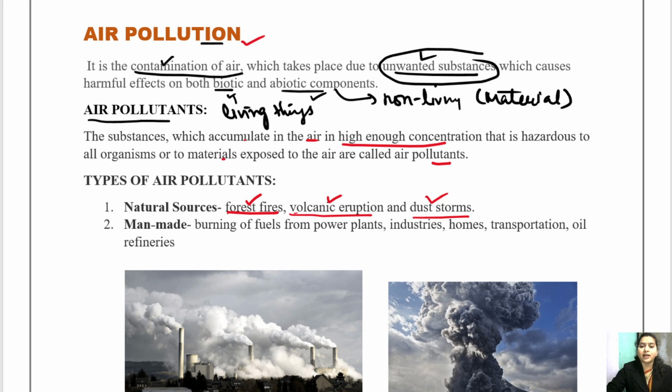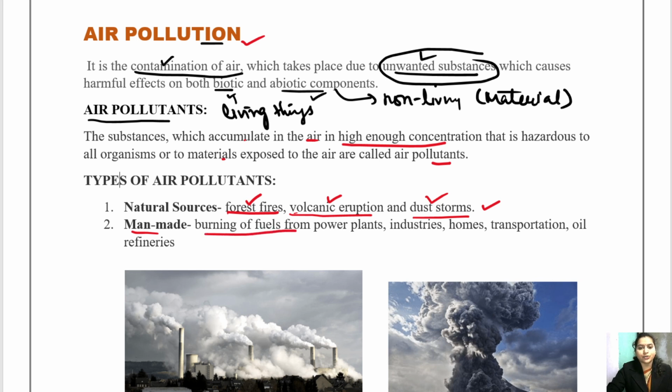Now children, apart from these natural calamities or natural sources, which we cannot control, the human activities which are causing the pollution are the major cause of concern. Why is it the major cause of concern, children? Because it is we humans who are polluting the environment, polluting the air, and we can stop it. So what are the things which cause air pollution, which occur by human?